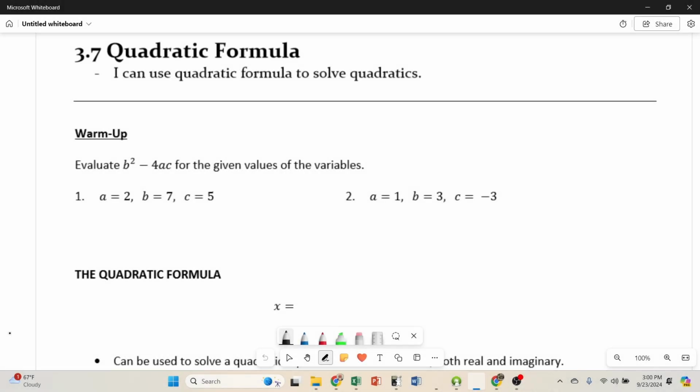Welcome to Algebra 2, Unit 3, Section 7, the quadratic formula. I can use the quadratic formula to solve quadratics.